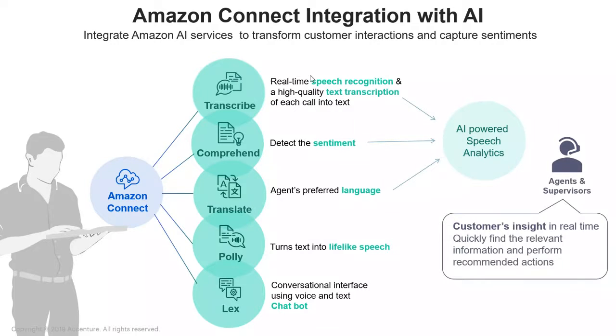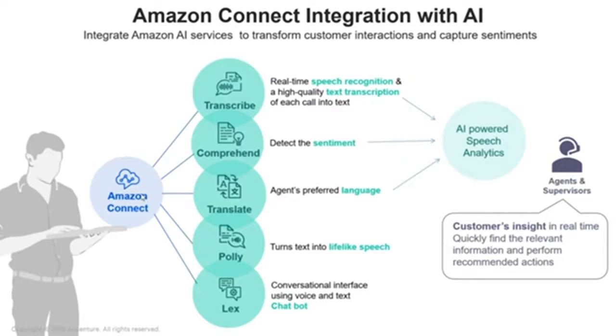Integration with AI. Amazon Connect can be easily integrated with other services, particularly AI services. You can integrate Amazon Connect with Transcribe. With Transcribe, you can create a transcript of the actual call between the agent and the customer. So that is one of the services.